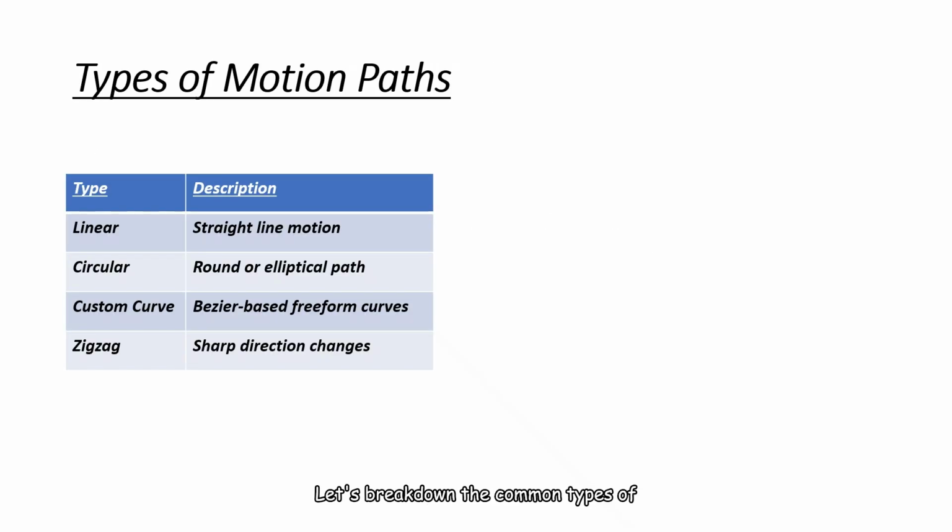Let's break down the common types of motion paths. Linear paths create straight line movements. Circular paths follow round or elliptical curves. Custom curves, often created with Bezier tools, offer more flexibility, and zigzag paths create sharp, abrupt direction changes. Each type adds its own feel and energy to an animation.